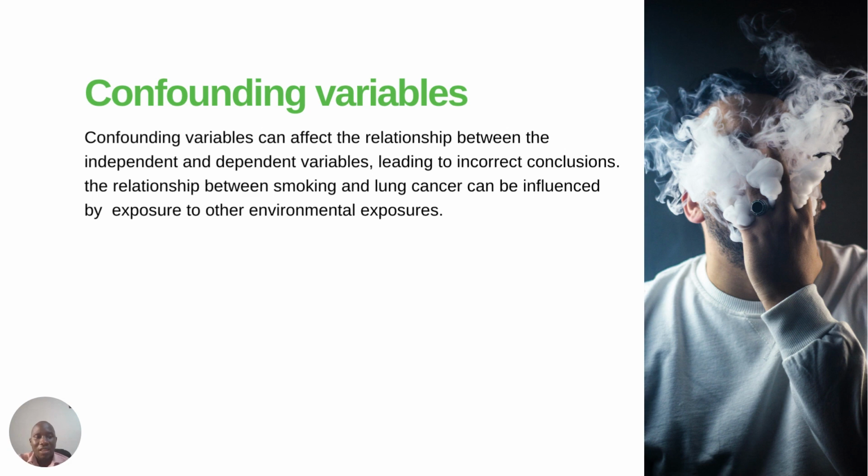Now, as you're studying the relationship between smoking and lung cancer, you might have forgotten that there could be another variable that could influence the relationship between the two variables that you're investigating. The third variable that you might not have considered but that has an impact on the relationship between the two variables is what we call a confounding variable. So in this case, environmental exposures could influence the occurrence of lung cancer, and perhaps you have not looked at them. So that environmental exposure becomes a confounding variable.